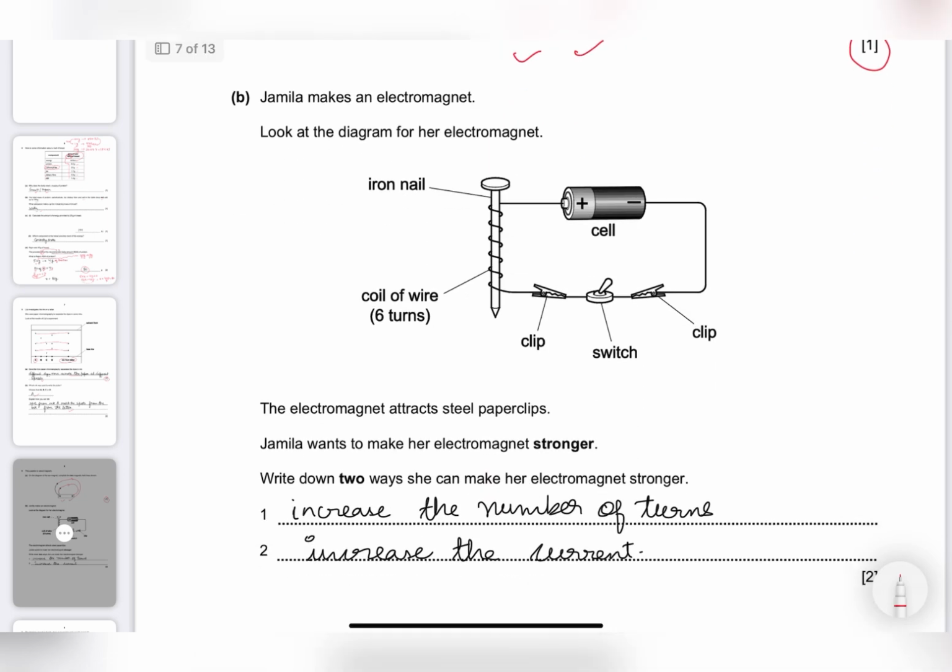Jamila makes an electromagnet. Write down two ways she can make her electromagnet stronger. See, there are two ways to increase the strength of an electromagnet. We can increase the number of turns, yes or no, or we can add two cells, that means we can increase the current. So these are the two ways.